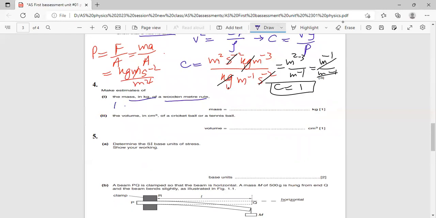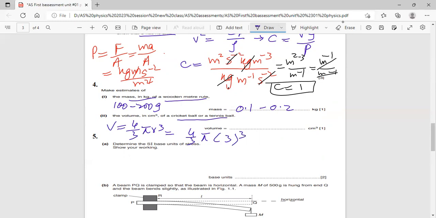So that is ranging from like 100 to 200 gram. So you can write 0.1 kilogram to 0.2 kilogram, anywhere between that. Then the volume of the cricket ball: a cricket ball is a sphere, so 4/3 πr³. And then approximately the radius is about 3, so the answer is almost 115 centimeter cube approximately.